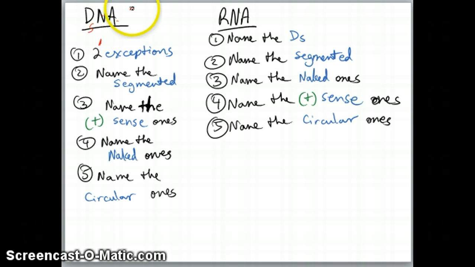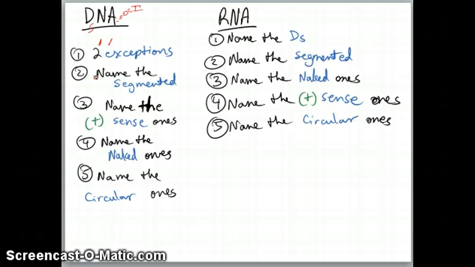A, what is A for? Icosahedral. They're all icosahedral except for one. What are those two exceptions? One exception is B19, parvovirus B19. It's not double-stranded. Then Poxviridae, that sucker is huge and complex. It is not icosahedral, therefore it cannot go in and replicate within the nucleus like most others.